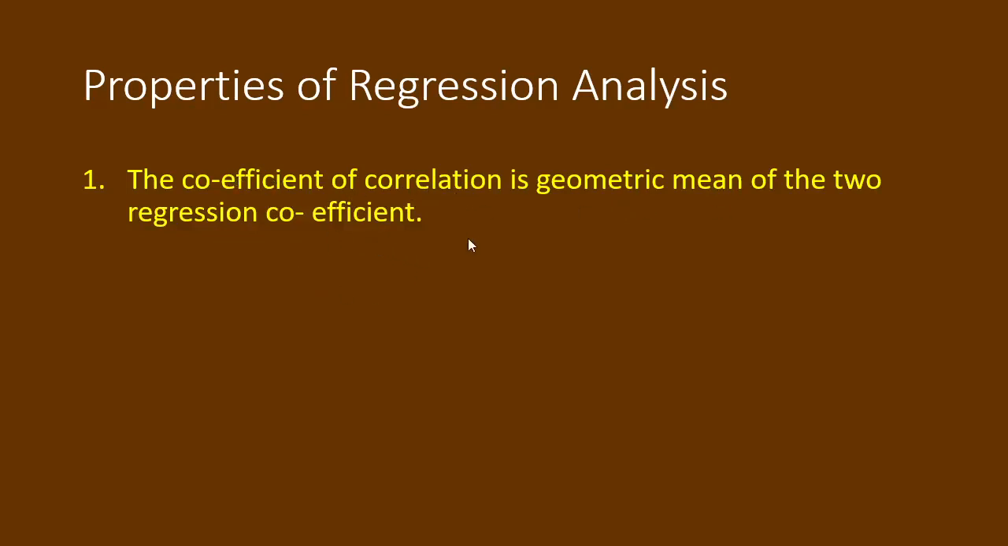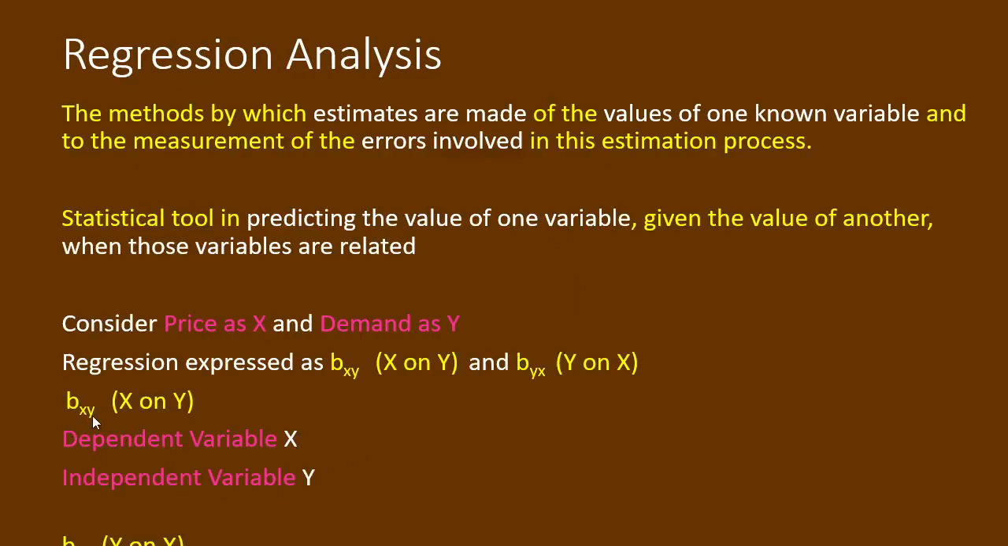The coefficient of correlation is equal to the geometric mean. You know that in case of geometric mean, we use the square root of the average values. So the geometric mean of the two regression coefficients. The two regression coefficients we have seen here, we represent as bxy and byx.